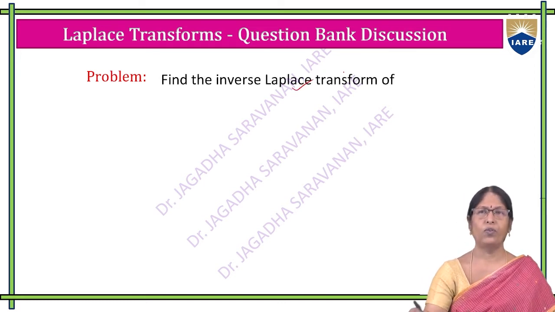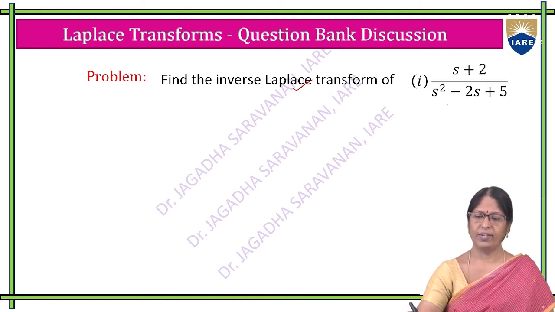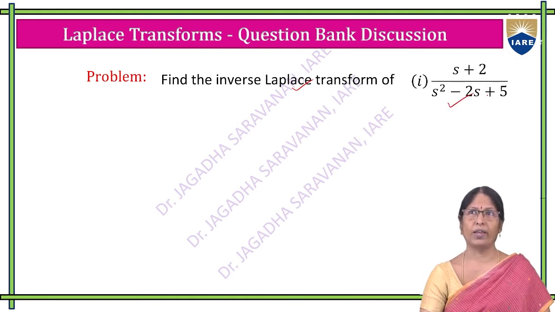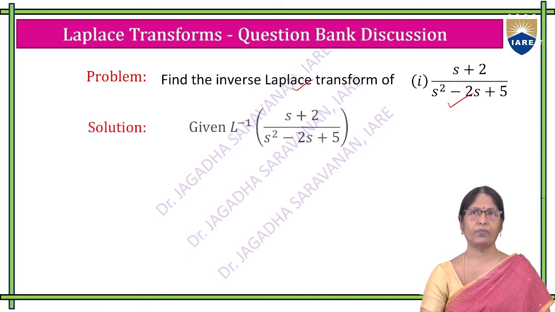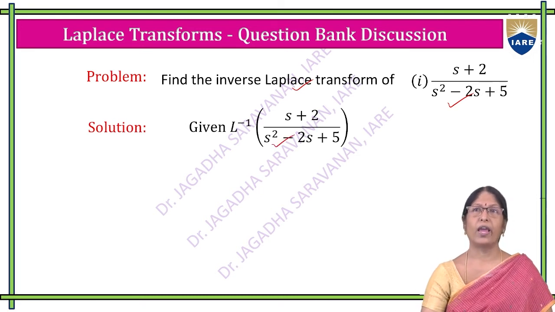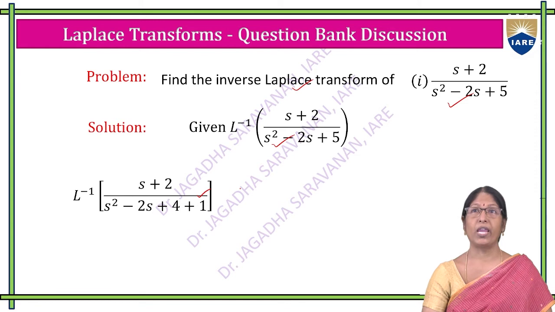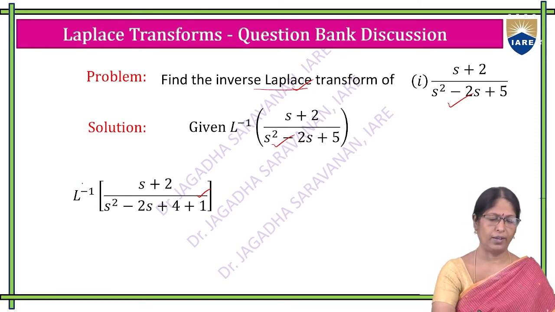Now, so far we discussed the Laplace transform. Now we will move to the inverse Laplace transform. That is, here s plus 2 by s square minus 2s plus 5 is given. Here L inverse of, which is written, s plus 2, the same question we are reproducing. So L inverse, inverse Laplace. So the operator is L inverse.